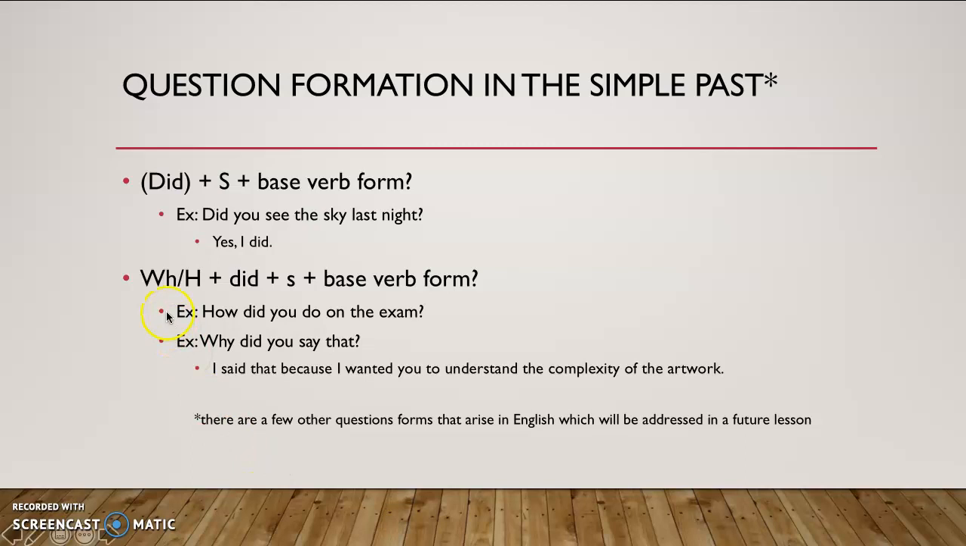Question formation in the simple past. For yes or no questions, you begin with the auxiliary verb did plus the subject, and then the base verb form. Example: did you see the sky last night? Short answer: yes, I did.